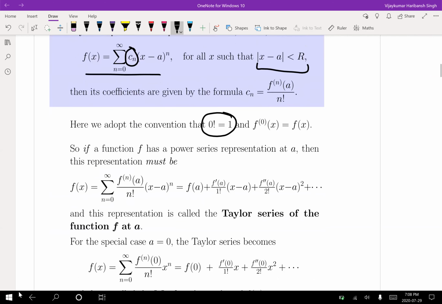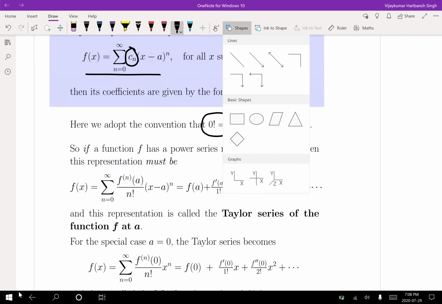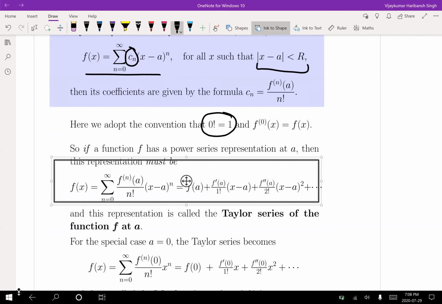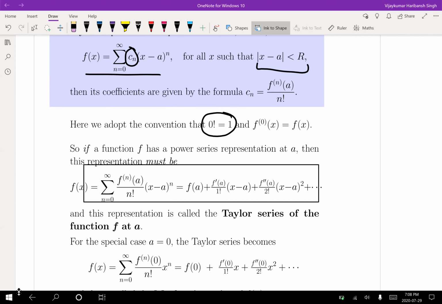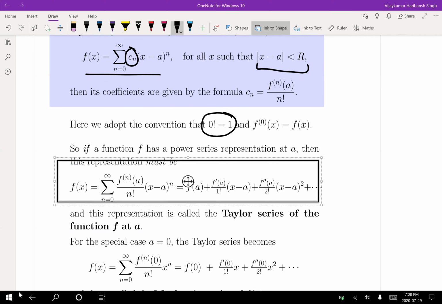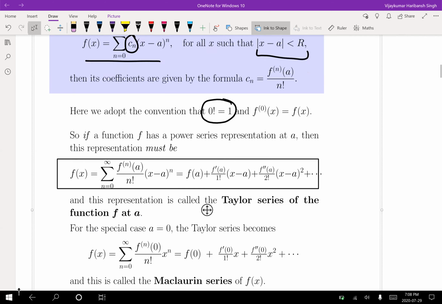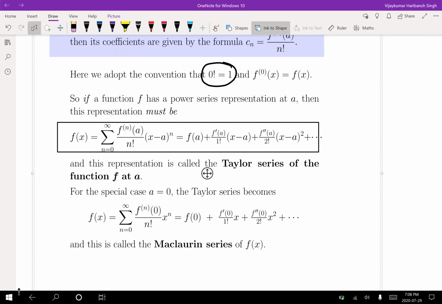So if a function f has a power series representation at a, this is how f(x) should look like. Okay, so this is how it will look like. And such a representation is called the Taylor series of the function at a.